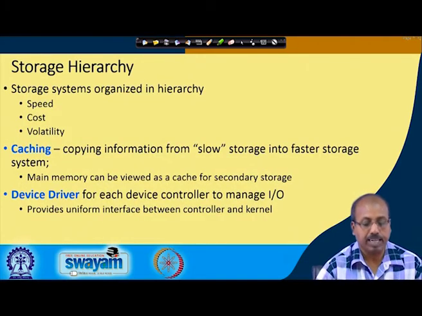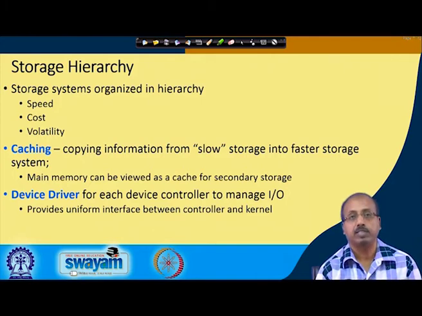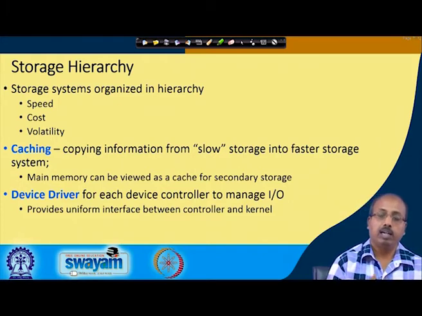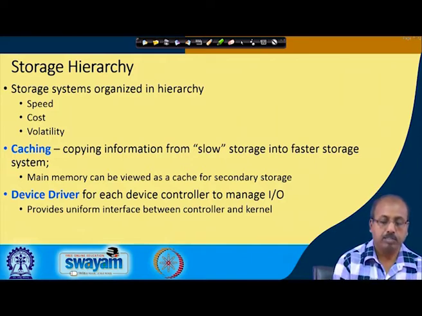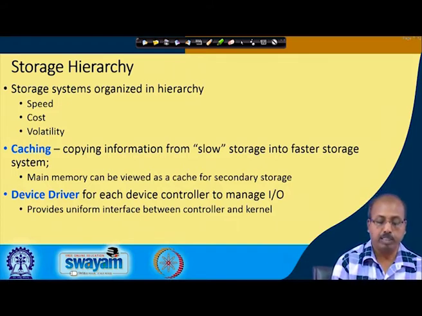We have caching, which copies information from slow storage into a faster storage system, and main memory can be viewed as cache for secondary storage. That way we can think about the cache between every layer. Some layer which is slow, I can take the layer above it as a cache for the lower layer. And we have device drivers for each device controller to manage the input output operation, which provide a uniform interface between controller and kernel.